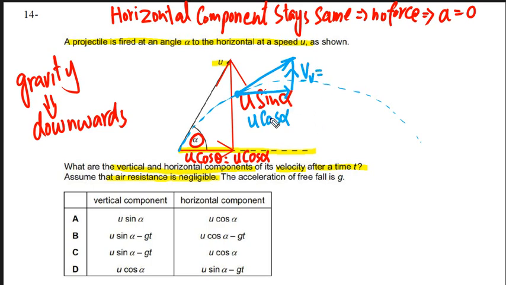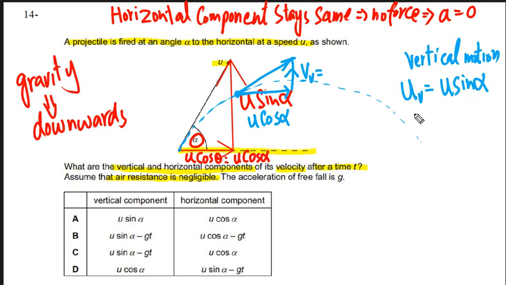How can we find that? For this one we need to look at the vertical motion. For the vertical motion, as we can see, the initial vertical velocity is given, u v, I can say, and that is equal to u sine of alpha. This is given.